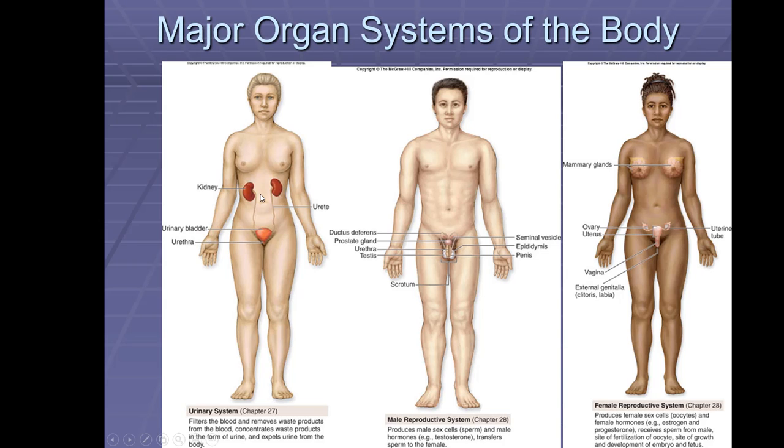The urinary system consists of the kidneys, urinary bladder, and some other accessory structures. So the function of the urinary system is excretion or elimination of waste. Then we have the reproductive system, male versus female. In the male reproductive system, the key organ is going to be the testes. Female is going to be the ovaries, and the function of both is going to be reproduction. So that gives you a quick overview of where we're going to go in this class.